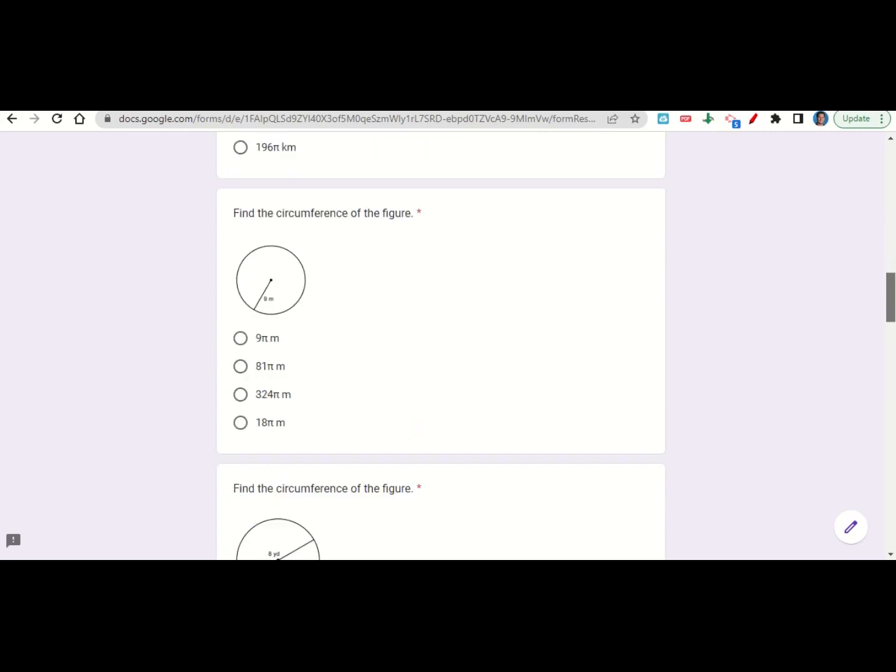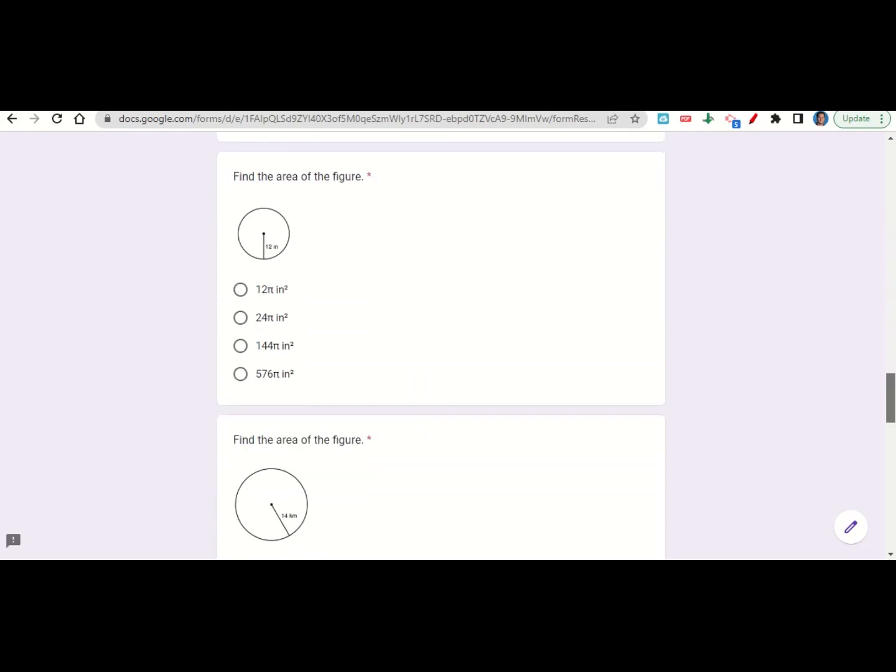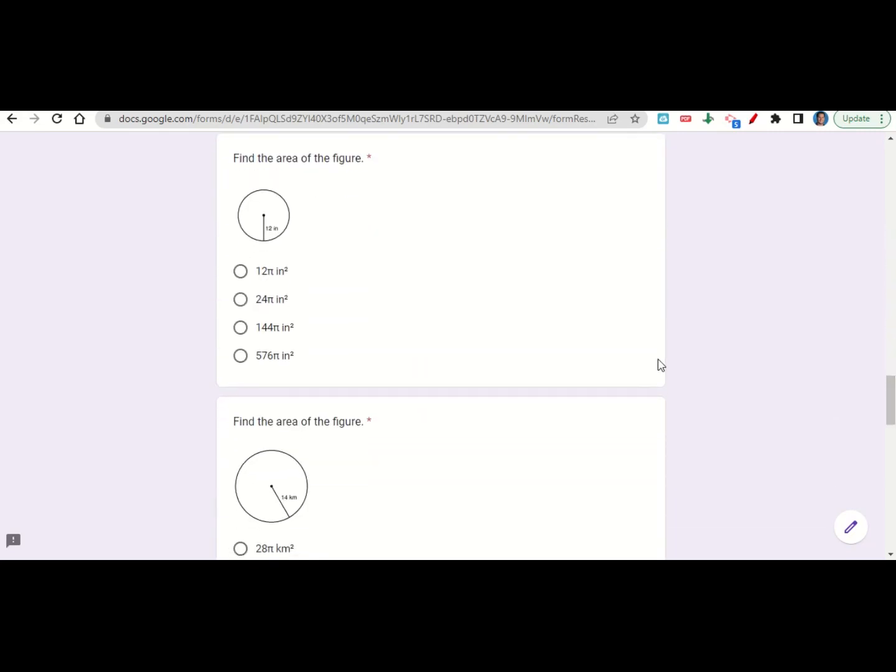Then if we scroll down, let's look at this one. Now we're finding the area. Well, we know that the area of a circle is pi r squared. So we would take 12 and square it. Well, 12 times 12 is 144. And then we keep pi and then make it inches squared. So it'll be 144 pi inches squared, which is this one here.